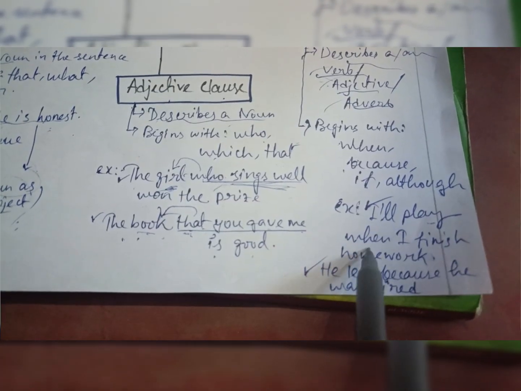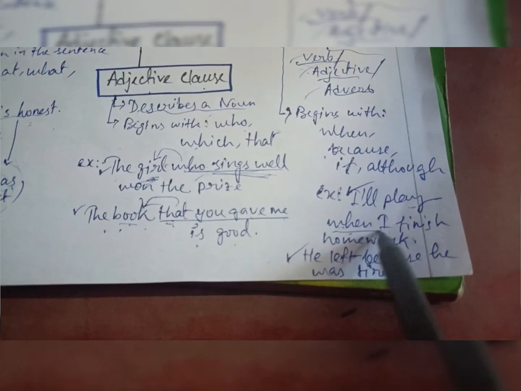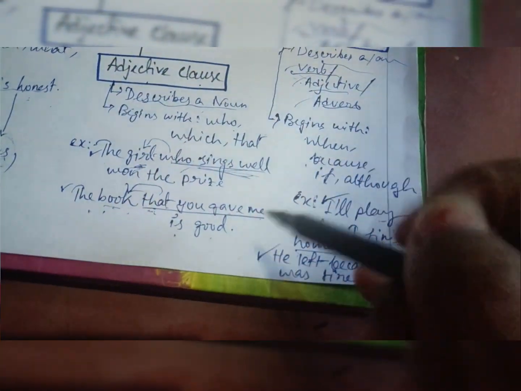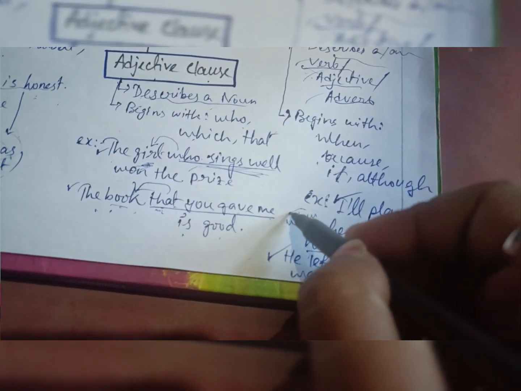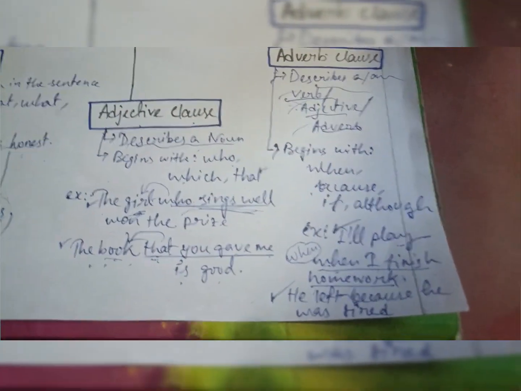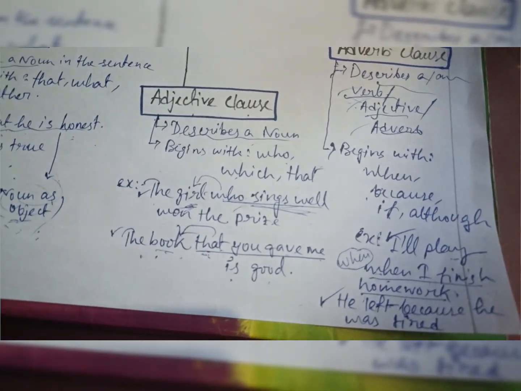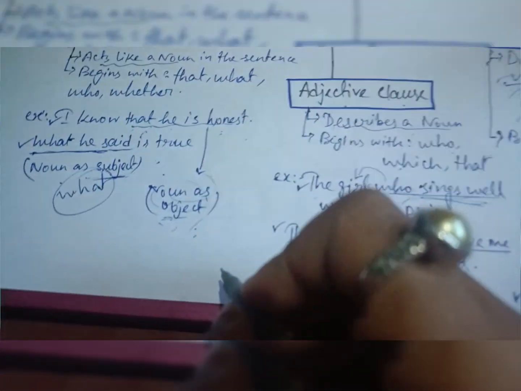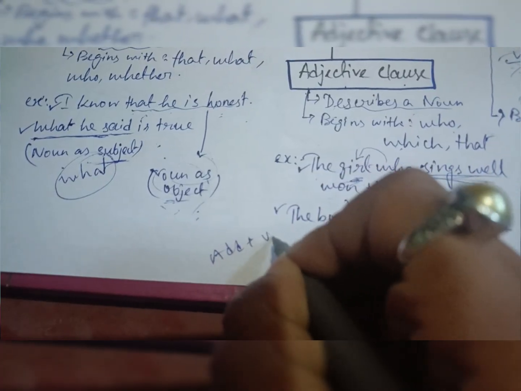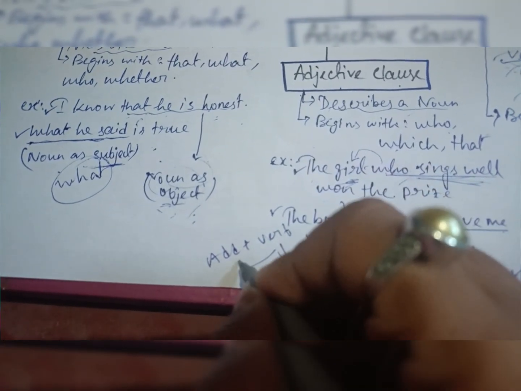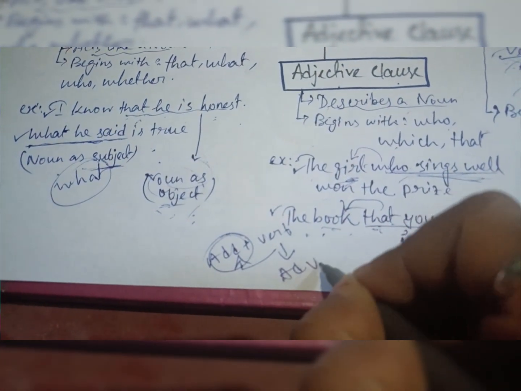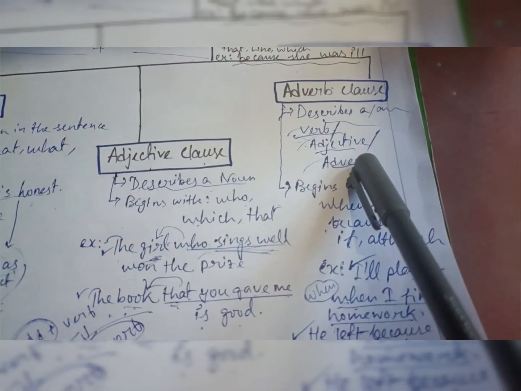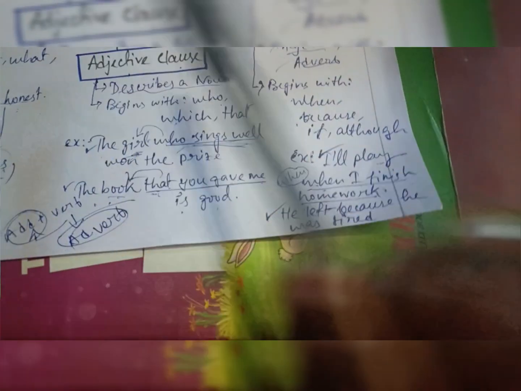I will play when I finish homework. So here you can get the question, when will I play? When means কখন. So what is an adverb? An adverb is the word that describes the verb or adjective or adverb. I can easily remember it as add plus verb. When something extra is said about the verb, that becomes our adverb. So here an adverb can tell about a verb, an adjective, or an adverb.